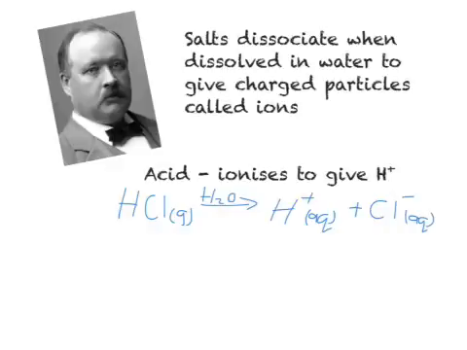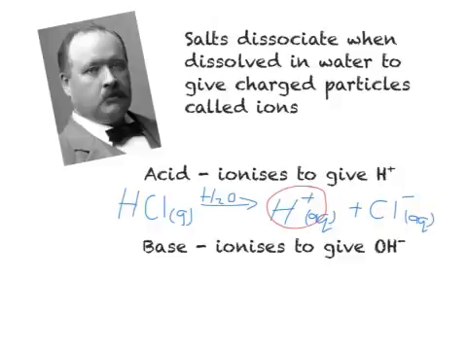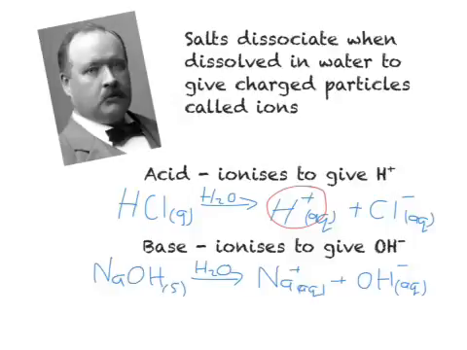At GCSE we could show that hydrogen chloride gas, if you dissolve that in water, would give that hydrogen ion, or as we know at GCSE, the acidic ion, and the chloride ion. An Arrhenius base, on the other hand, is any substance that ionises when dissolved in water to give the hydroxide ions. And this can be shown in the reaction between sodium hydroxide dissolving or ionising in water.